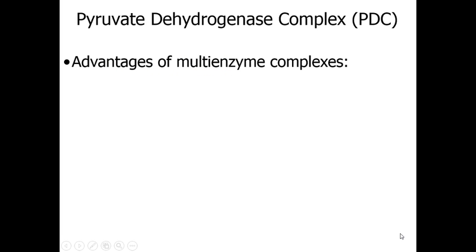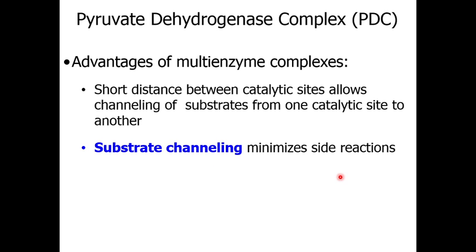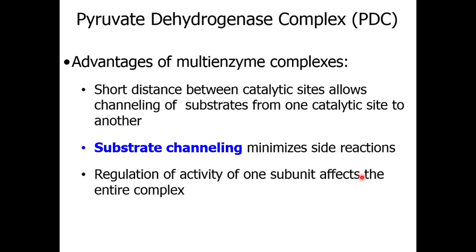These are some of the advantages of multi-enzyme complexes. Short distances between catalytic sites allows channeling of substrates from one catalytic site to another. Substrate channeling, as they call it, minimizes side reactions. Regulation of activity of one subunit affects the entire complex.